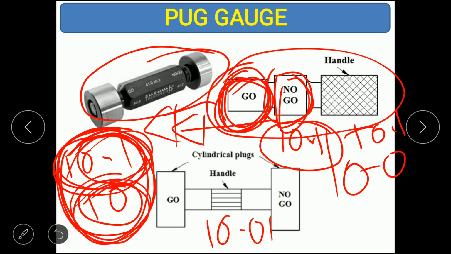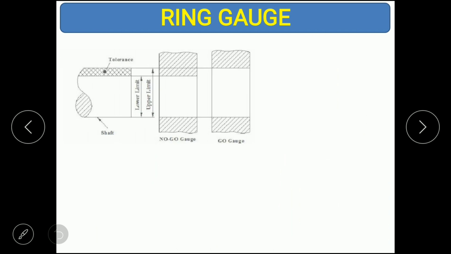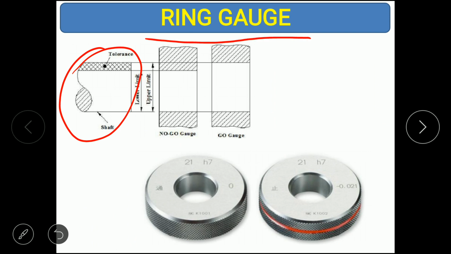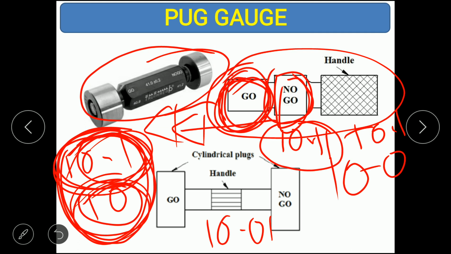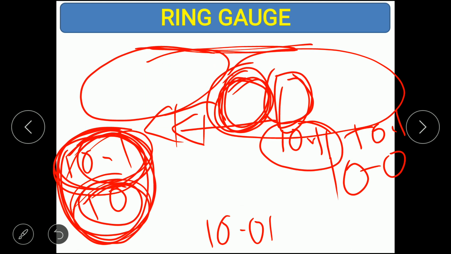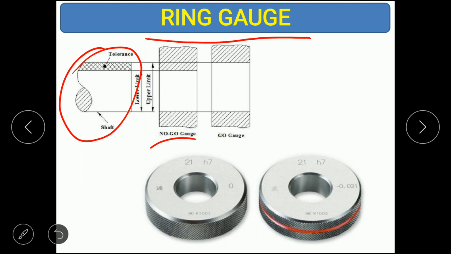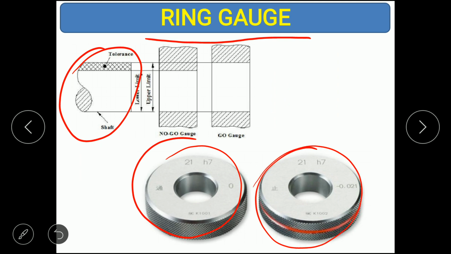Next, in the same way in the opposite way, suppose you want to check the limits of the shaft. So here you can see this is the shaft. If you want to check the limit of the shaft, we are going to use the ring gauge. In the previous case what we used was a plug gauge. Plug gauge is used to check the limits of the hole, and ring gauge is used to check the limit of the shaft. So here you can see these are the ring gauges. One is used to check the upper limit and one is used to check the lower limit.